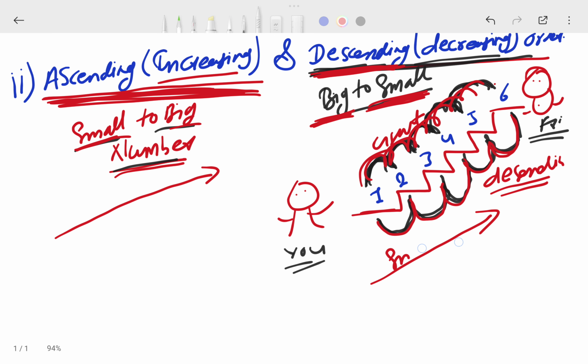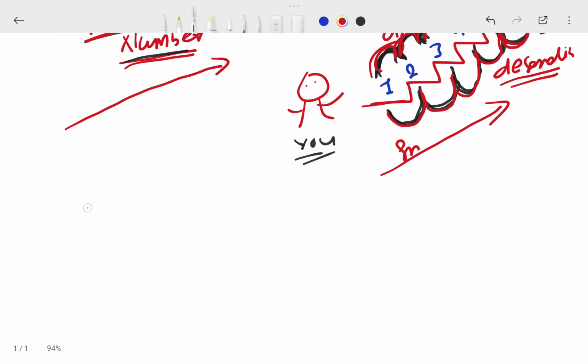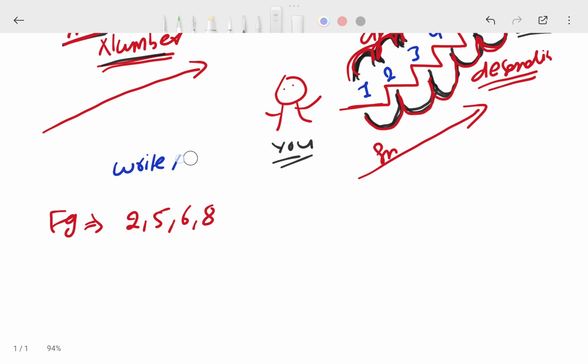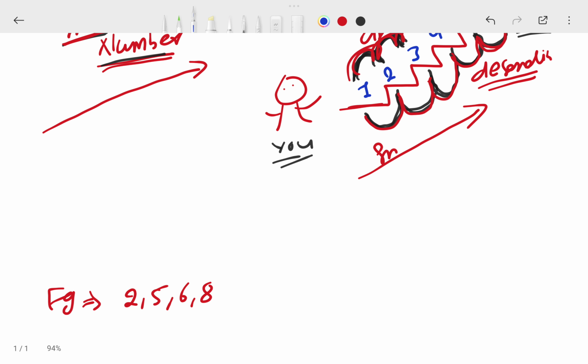So now let's take the examples. Okay, so this is given: 2, 5, 6 and 8. Write these numbers in ascending order. Just wait a minute, I will take this question here. Sorry, I have to choose this pen.